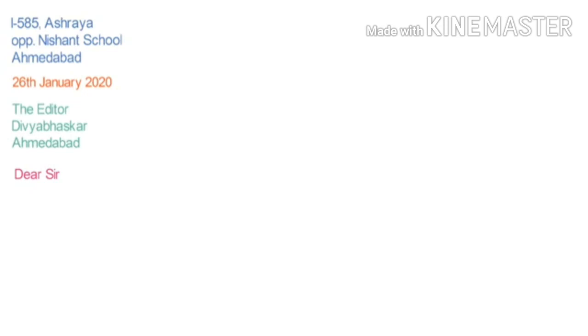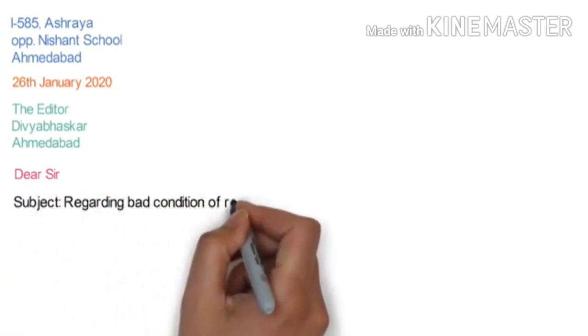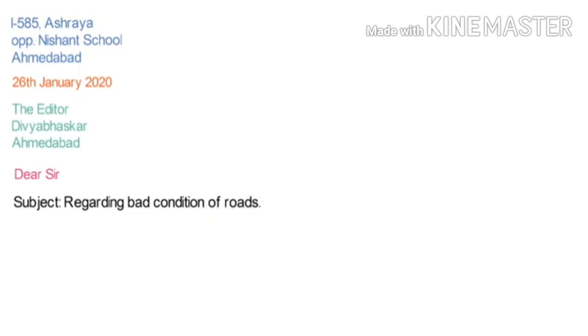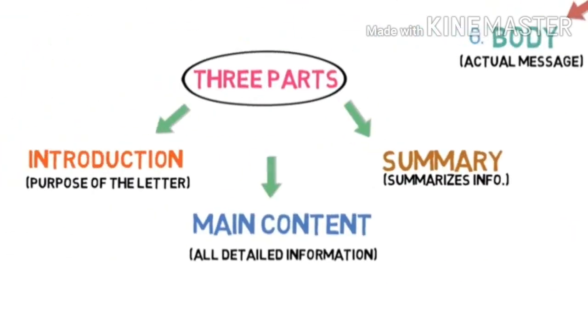After that, what do you have to write? Yes, salutation. Dear sir. And then you have to write down the subject. What is the letter about? Subject is regarding bad condition of roads. So I am going to write about bad condition of roads. Here it's a sample. Then the body of the letter you have to write.